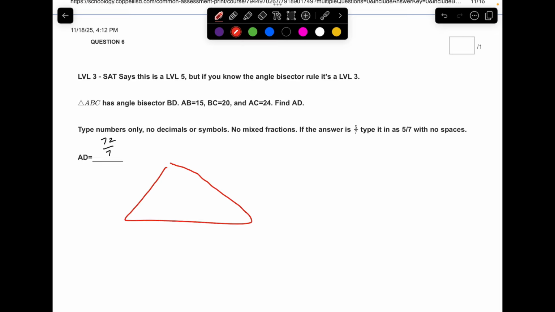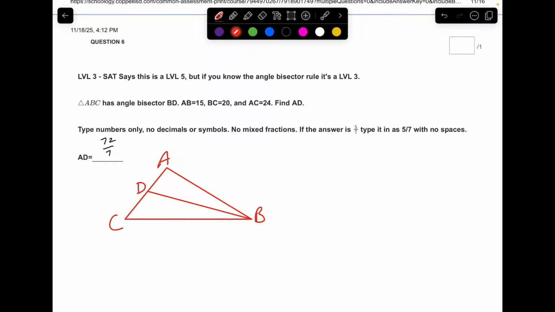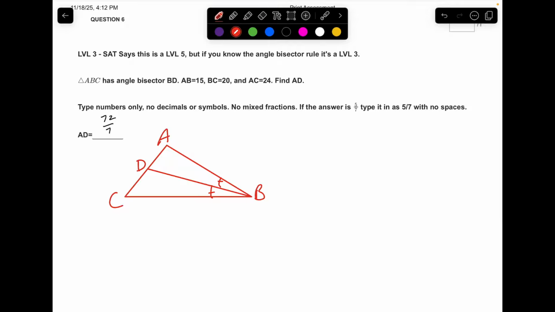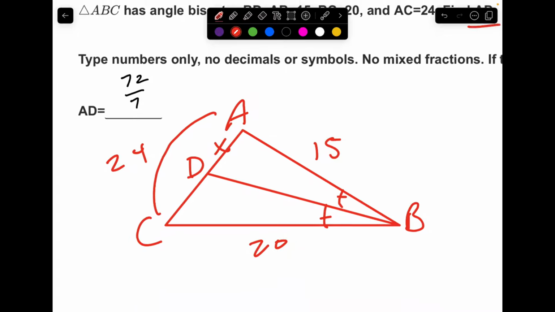Triangle ABC has an angle bisector called BD. AB is 15. BC is 20. AC is 24. Find AD. The thing you're looking for is where you should put the X.